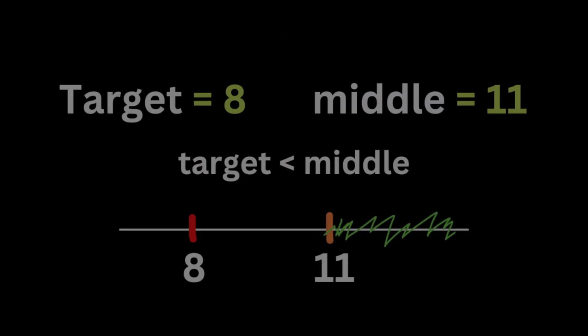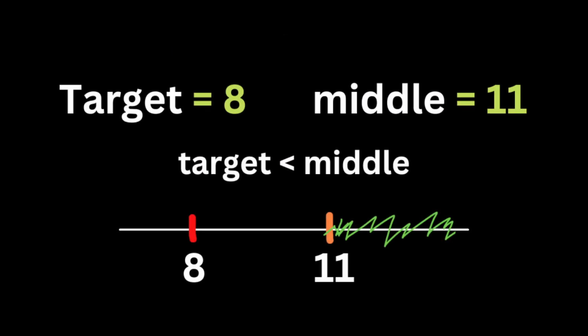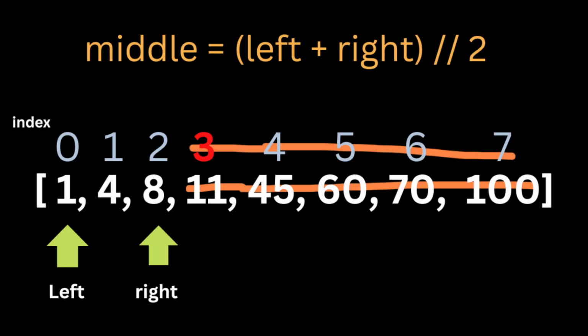And now we compare the middle number to the target value. If it's equal to the target, we return true. If not, we continue exploring. So is 8 greater than 11? No. That means all the numbers in the right half are greater than 8. So we eliminate the right half and move the right pointer to the index before the middle, meaning middle index minus 1.